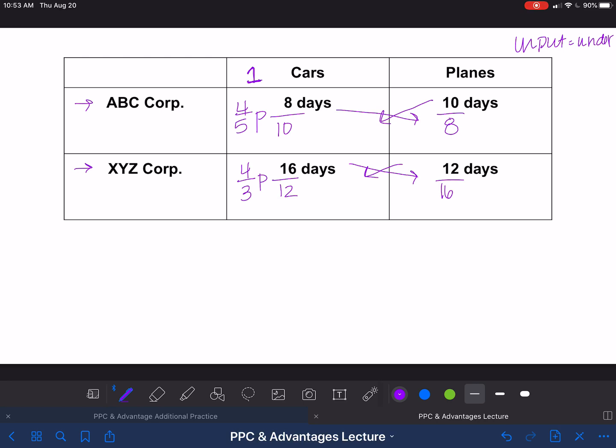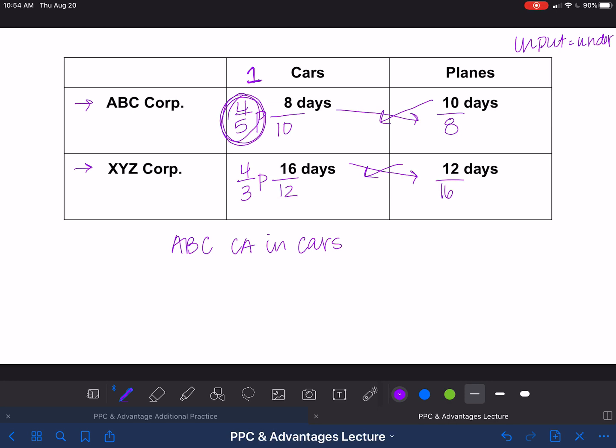So who is giving up the least planes to make 1 car? Well, that would be ABC. 4/5 is less than 4/3. So ABC is going to have the comparative advantage in cars. They're giving up the least planes to make 1 car.